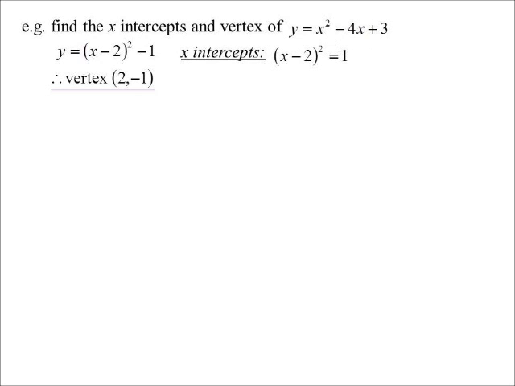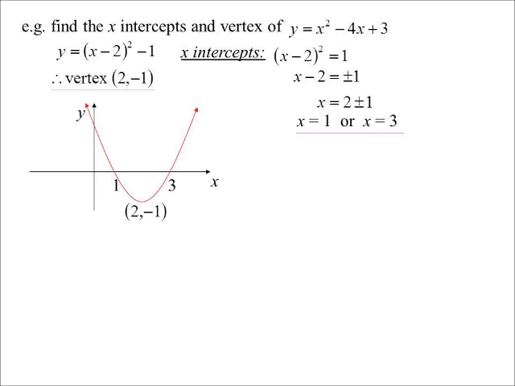X-intercepts, now that I've already completed the square, I could just solve it using completing the square. X minus 2 all squared is 1. So x is 2 plus or minus 1. We end up with 1 or 3. Okay, let's plot those in. 1, minus 2, 3, bingo. And there's a rough parabola. I didn't bother working out why. Y, of course, would be positive 3, wouldn't it? Because of the y-intercept.